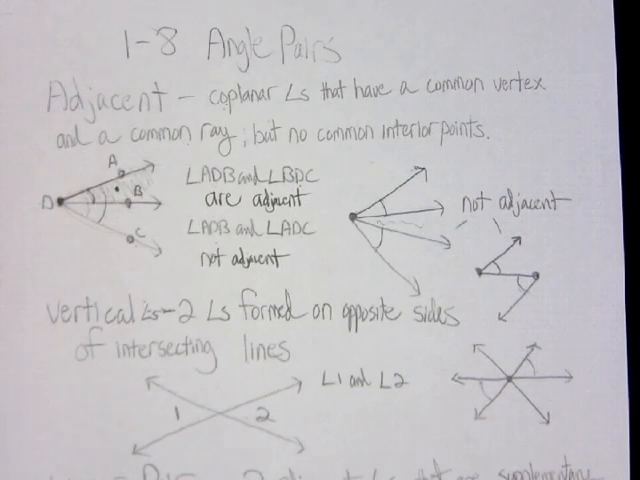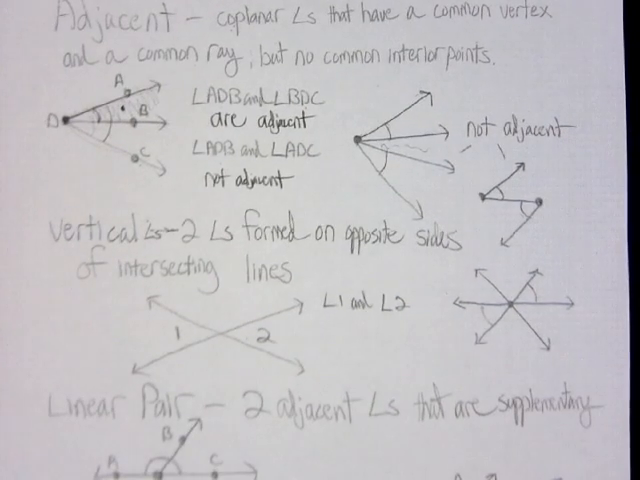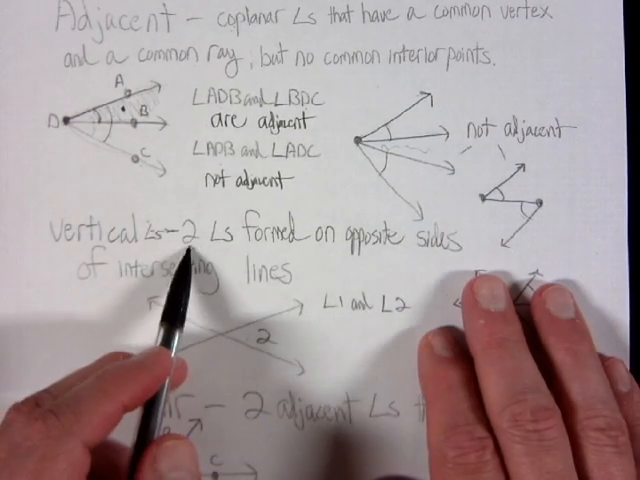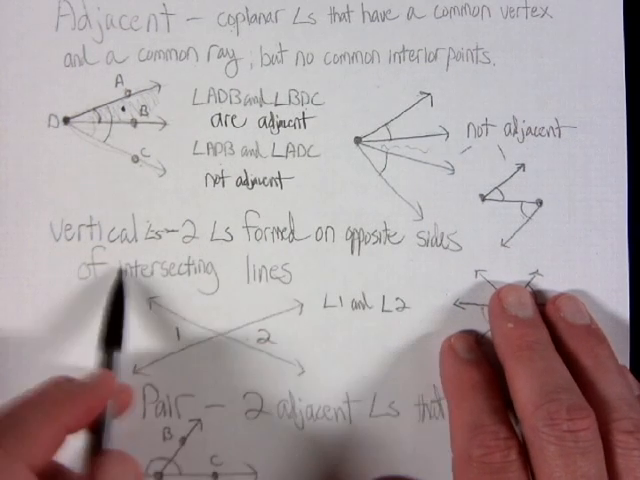The next definition that we come to is vertical angles. Vertical angles are two angles formed on opposite sides of intersecting lines.